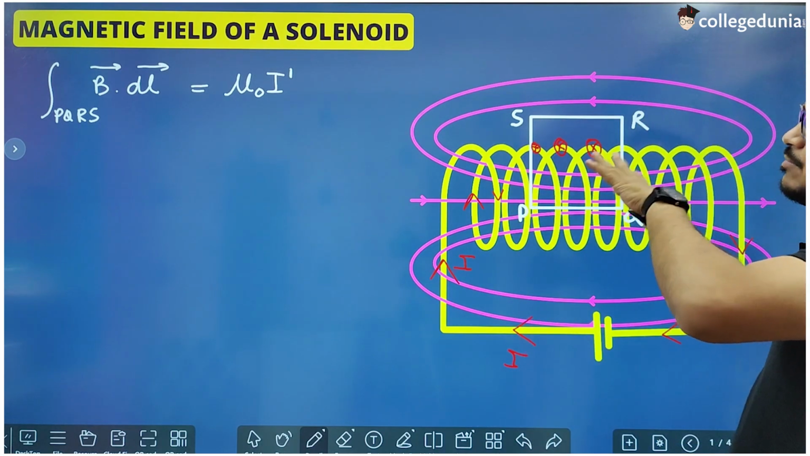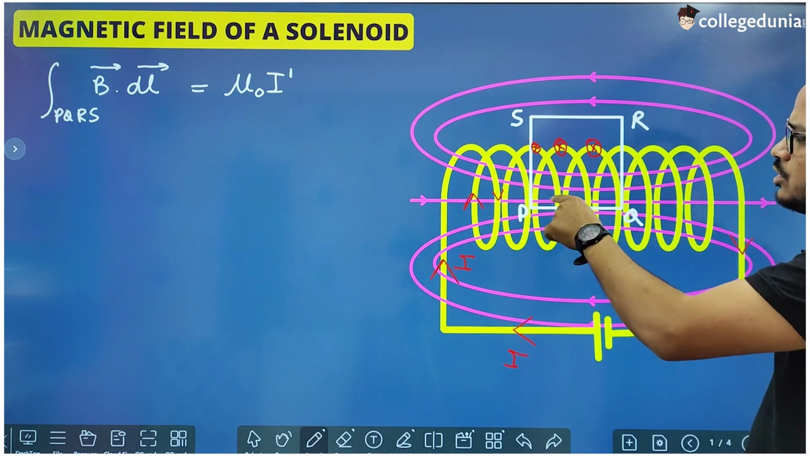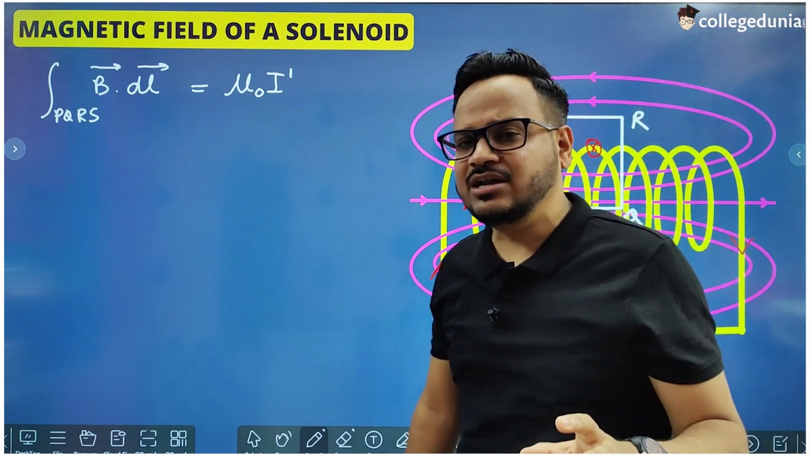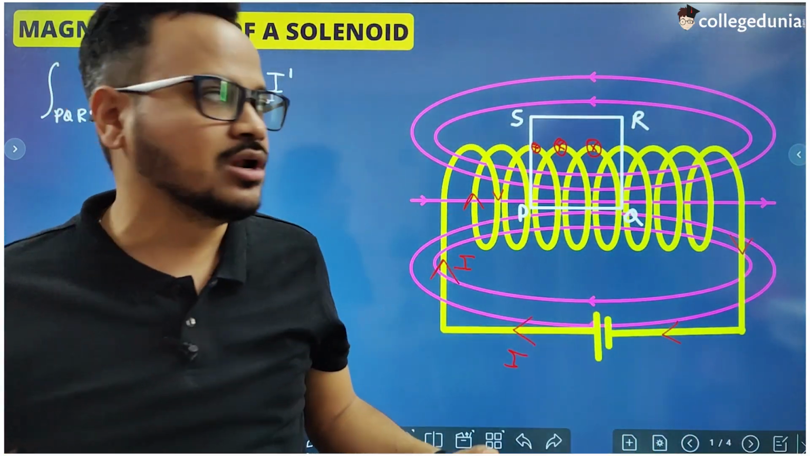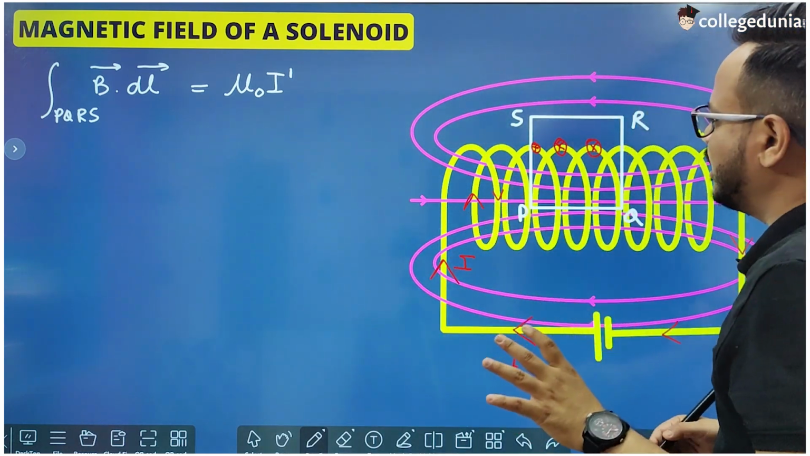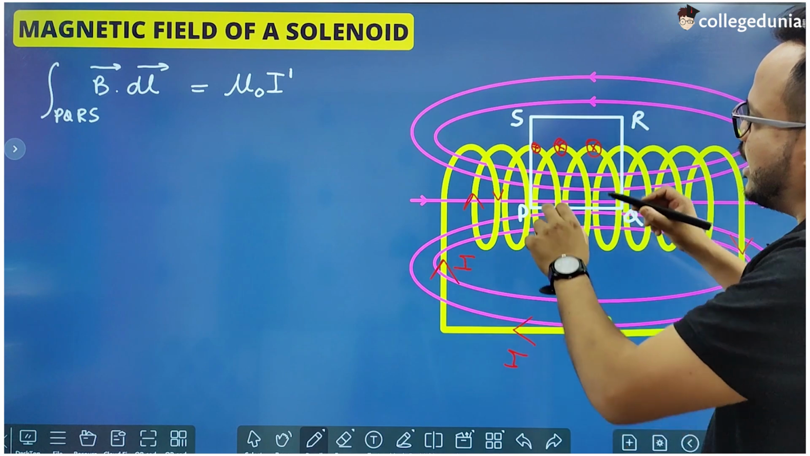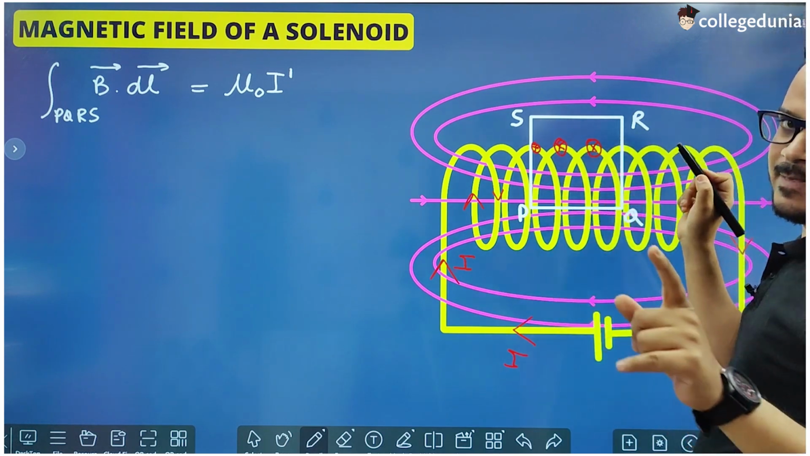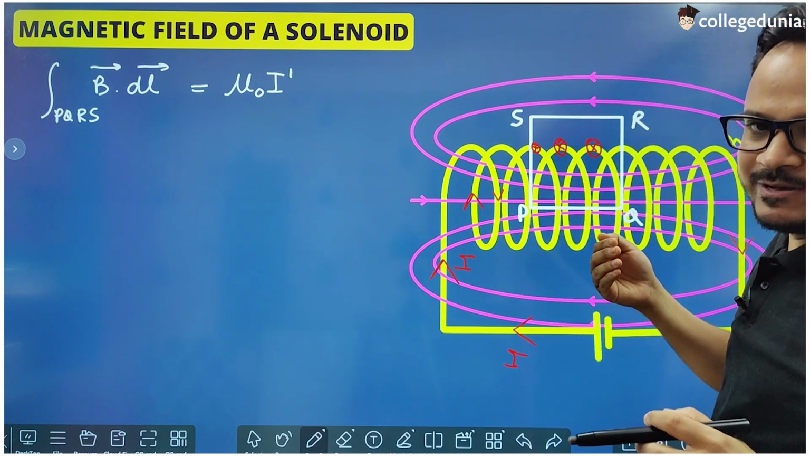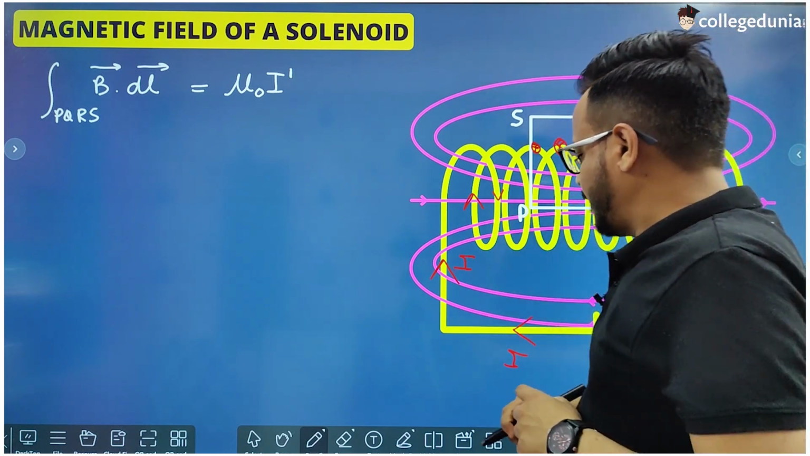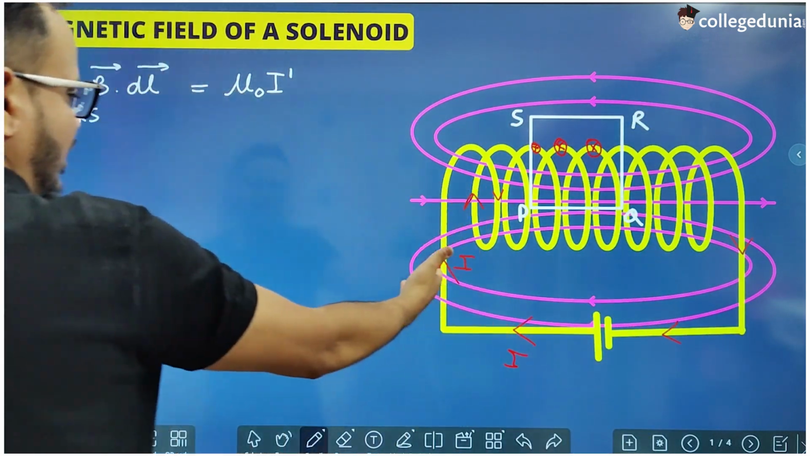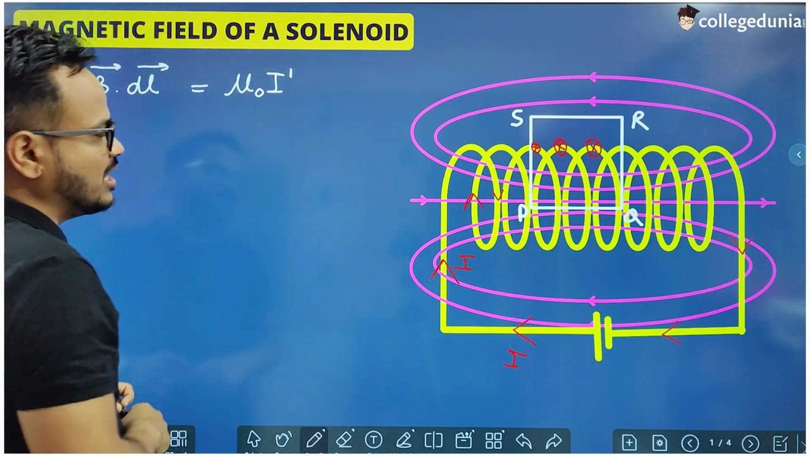It can contain any number of turns. This solenoid has only 8 turns, but practically solenoids have thousands and thousands of turns, right? So this square can contain any number of turns, and we have to add the current through each turn. Then we will get the total current coming out of the loop. That total current is obviously different from I, and we have taken that as I dash.